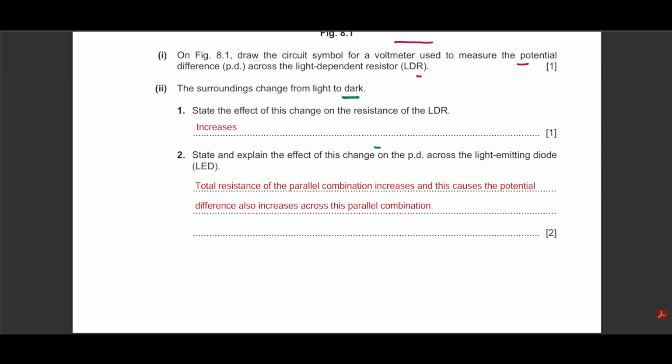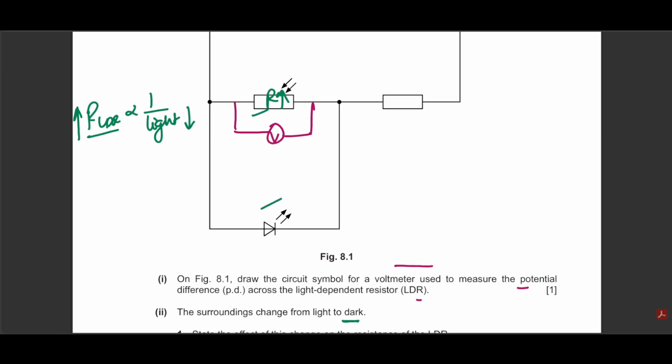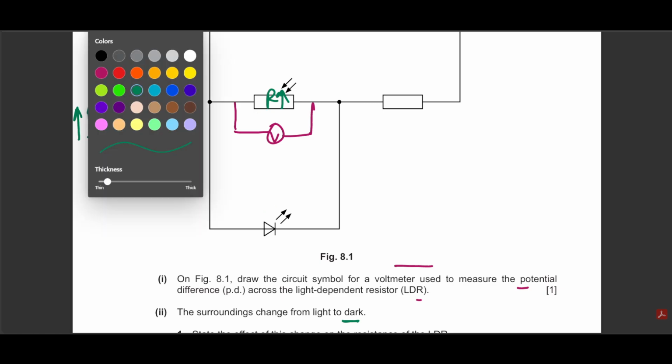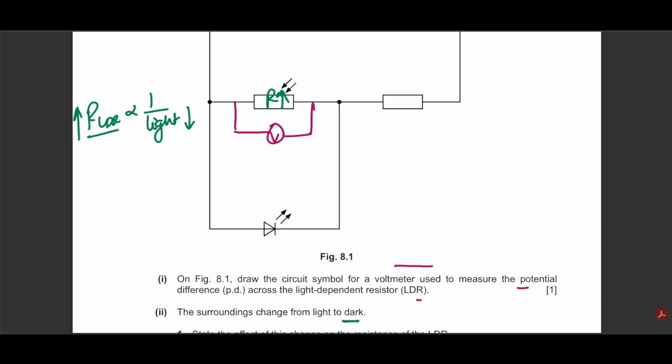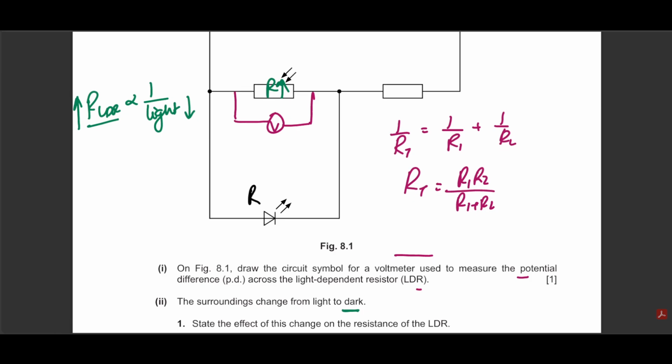State and explain the effect of the change in PD across the light emitting diode. Now, you see, the resistance has increased for this component, and the LED and resistor are in a parallel combination. By a simple mathematics check, the formula 1 over RT equals 1 over R1 plus 1 over R2 narrows down to R1 times R2 over R1 plus R2, product over sum. This is a shortcut for 2 elements, whatever the resistance of this component may be.